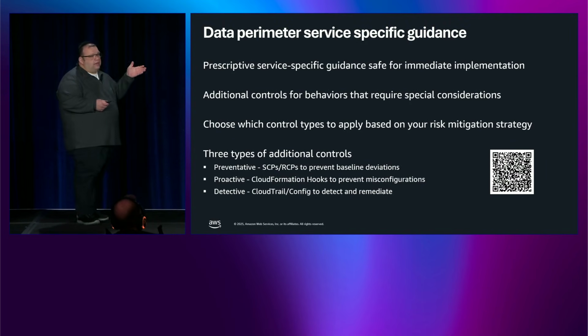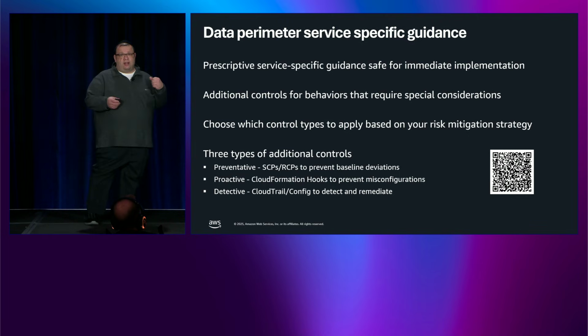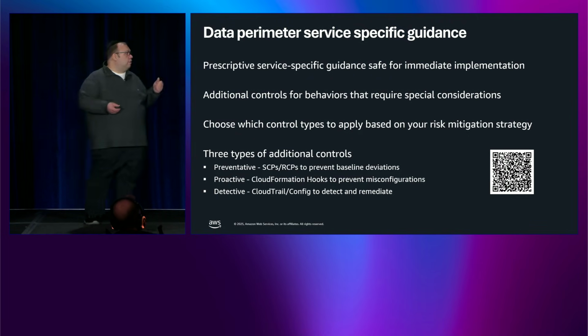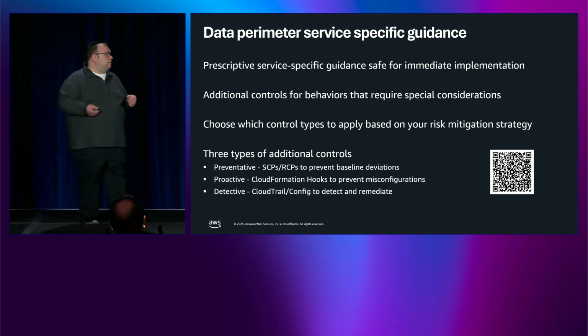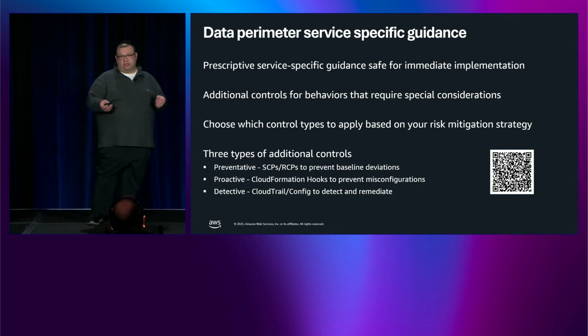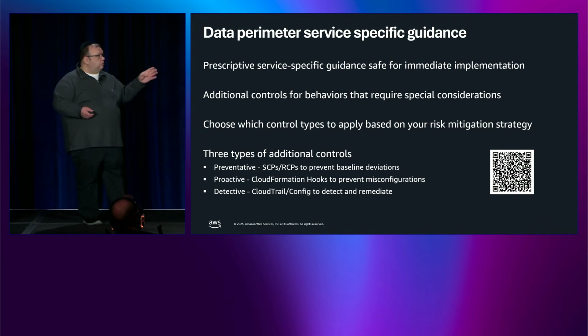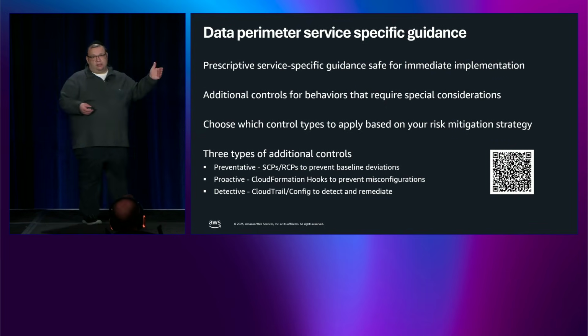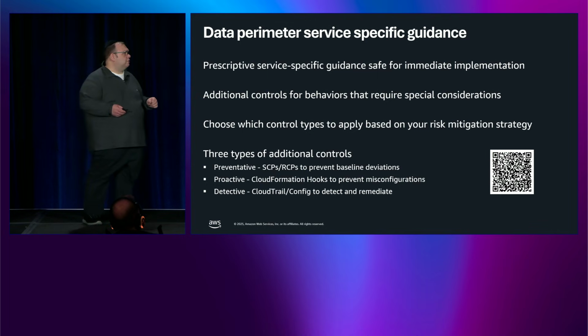Now, we use 3 different types of recommendations. They could be preventive controls. It could be additional SCP or RCP statements. It could be proactive controls, so maybe something like a CloudFormation hook. Or it could be a detective and maybe remediative control. Those are also available as part of our repo, and we're going to continue to expand those considerations to our customers.